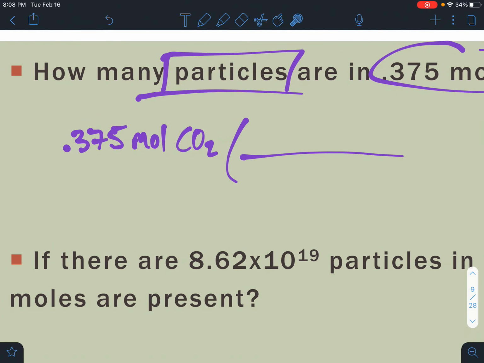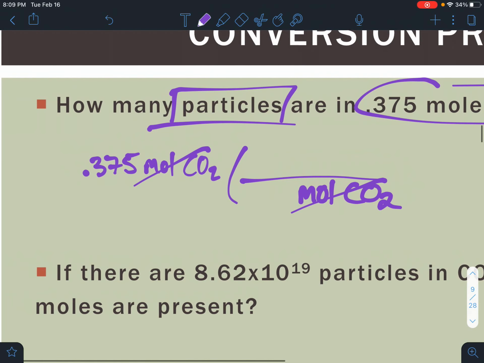So we're trying to convert to particles, and right now we have a number that's in moles. We want this unit to cross off, and in order for units to cross off, we need to see one in the numerator and the denominator somewhere. So whatever unit you start with, always just chuck it right into the denominator and start there. So we are able now to cross off moles of CO2.